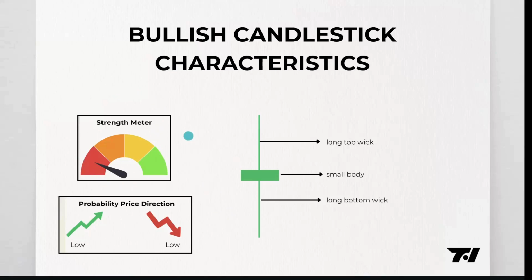The strength meter, the strength of this candle, is very low. So the probability of price direction both ways, to go higher or to go lower, is low for both directions.